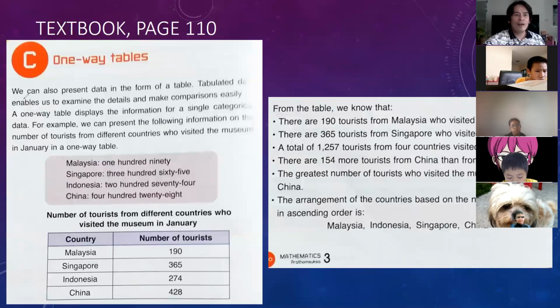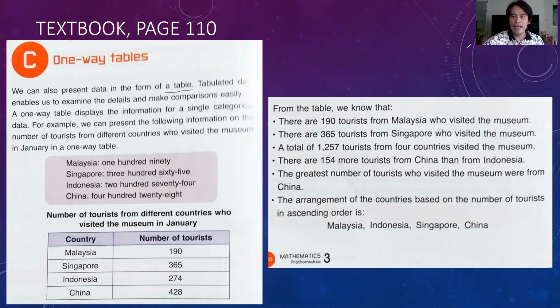One-way tables. We can also present data in the form of a table. We finished how to present data in the form of a pictogram last week. Tabulated data enables us to examine the details and make comparisons easily. A one-way table displays the information of a single categorical data.